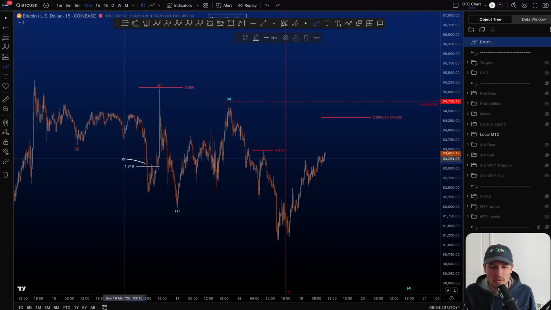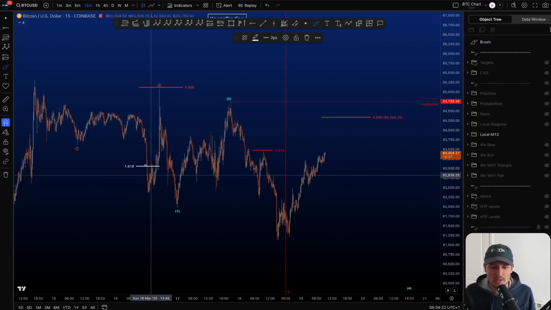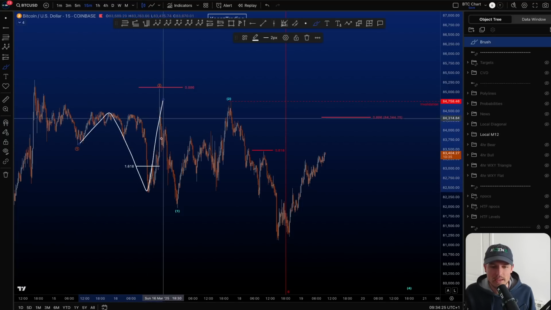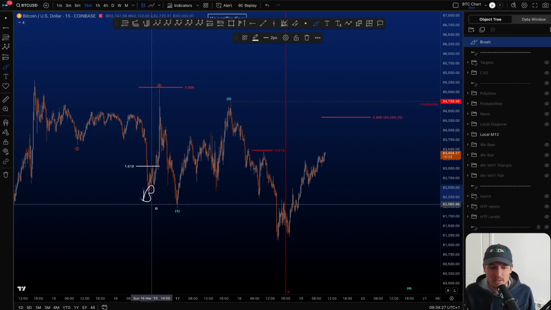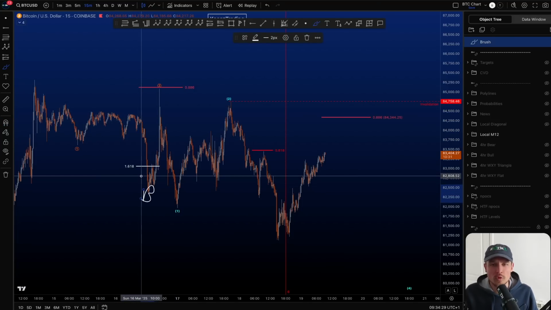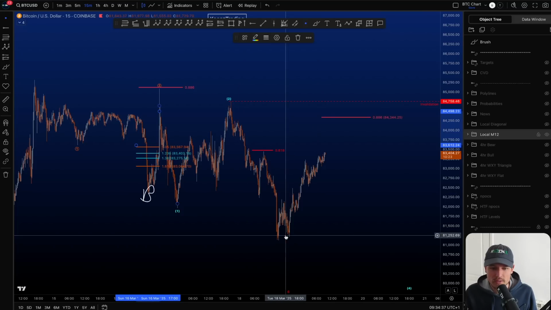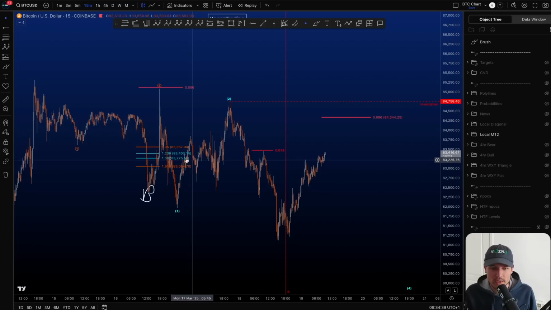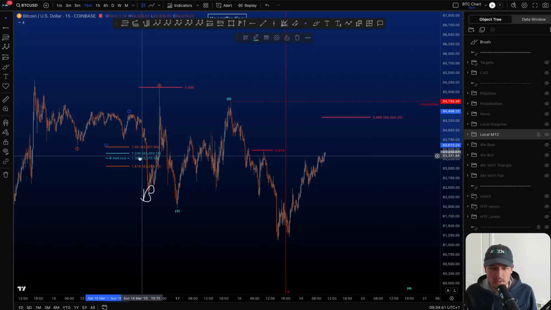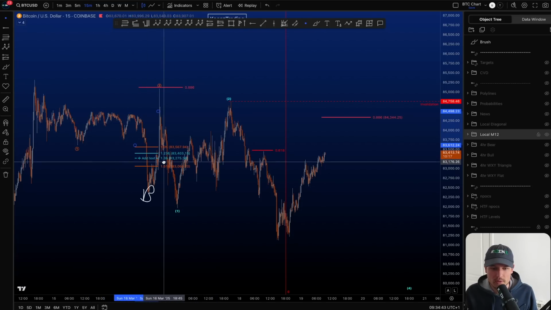Something else that is notable as well is this 1.618. If this is a flat A, B, C, and this is your wave B, the most common target area for an expanded flat wave B is, let me just put it on the chart here, the 1.236 to the 1.38. And that is the blue area here, the blue fibs.